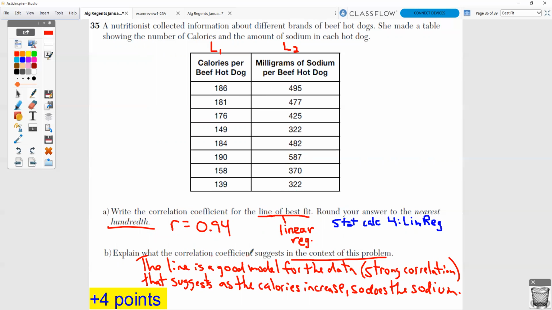And then explain what the correlation coefficient suggests in the context of the problem. Whenever it says in the context of the problem, that means your actual real life. All right. So you can't just say that it's a strong positive correlation. You can't just say that. You have to say that as the calories increase, the sodium also increases. All right. As the one increases, the other increases. You have to say that. You can't just say that it's a strong correlation because it says in the context of the problem.